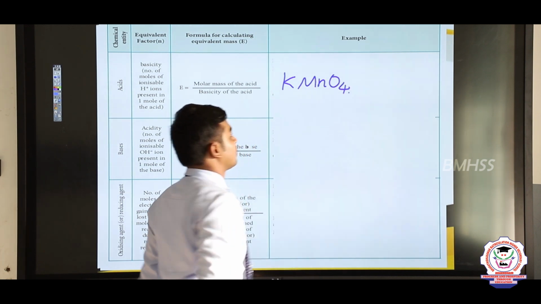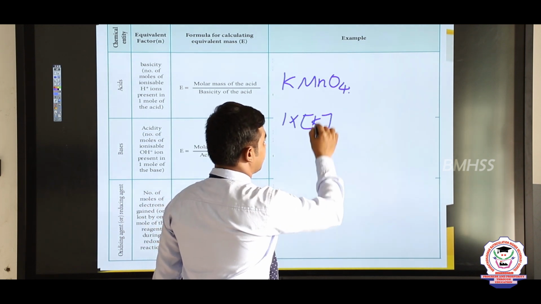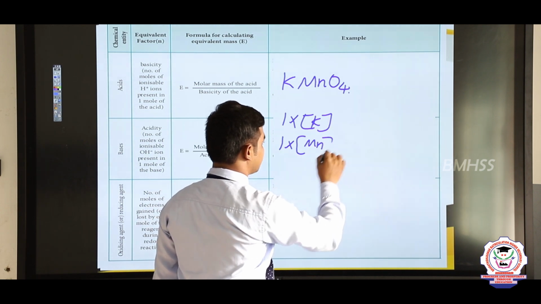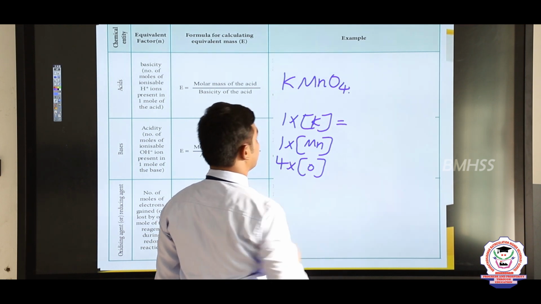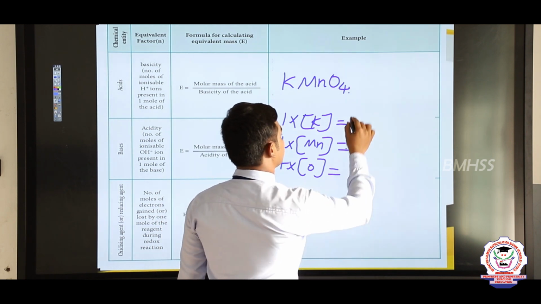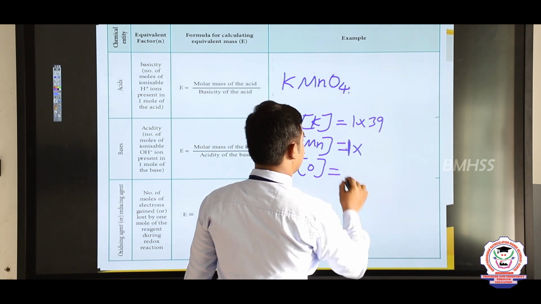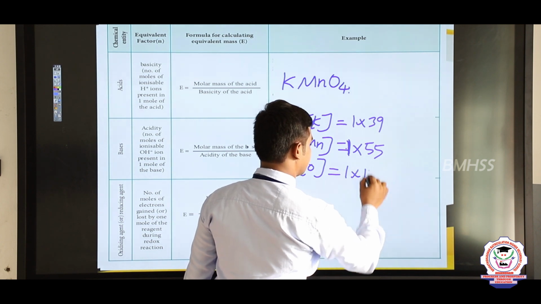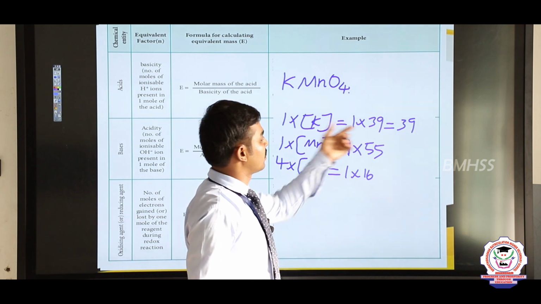KMnO4. The molar mass of potassium permanganate is easy to calculate by adding the mass of potassium, manganese and oxygen. The number of oxygen atoms present in the compound is 4, so we need to multiply by 4. Potassium has atomic weight 39, manganese 55, and oxygen 16.